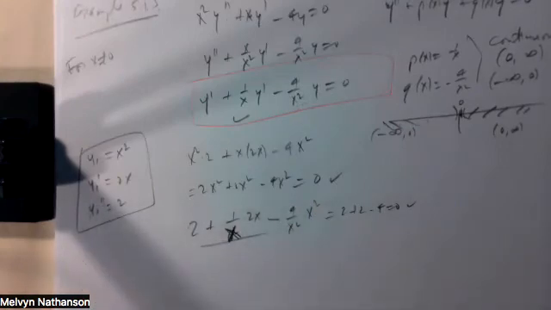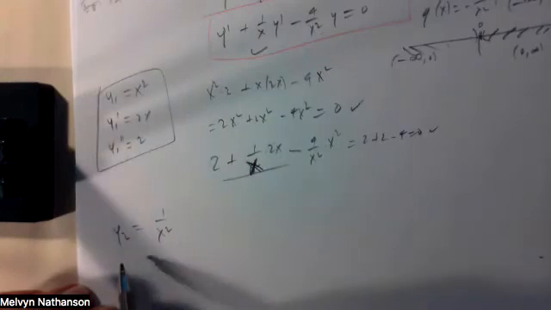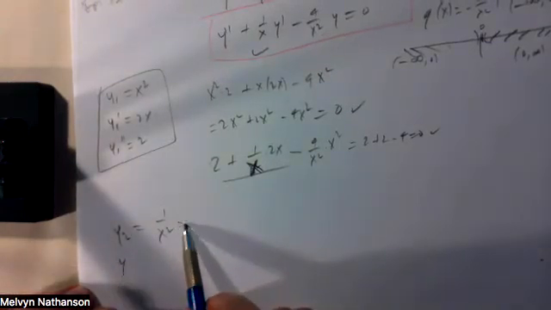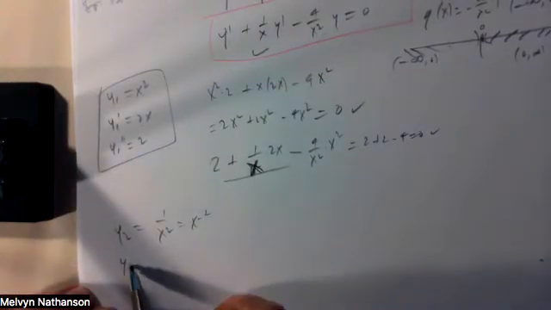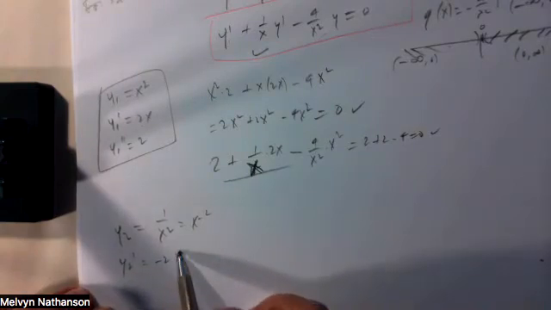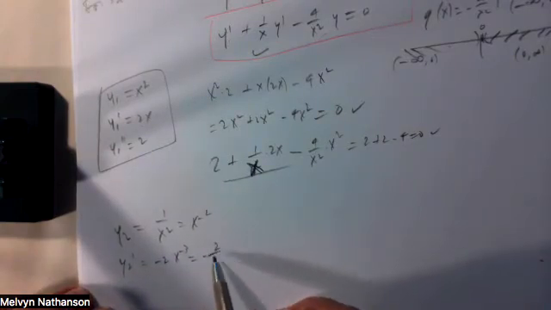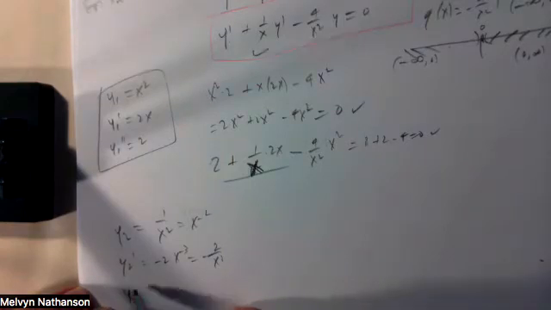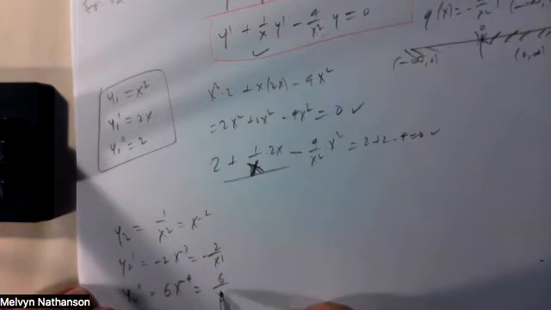But another solution, called y2, is 1 over x squared. If y2 is 1 over x squared, which is x to the minus 2, the derivative is minus 2x to the minus 3, or minus 2 over x cubed. And the second derivative is minus 2 times minus 3, which is 6, x to the minus 4, which is 6 over x to the fourth.